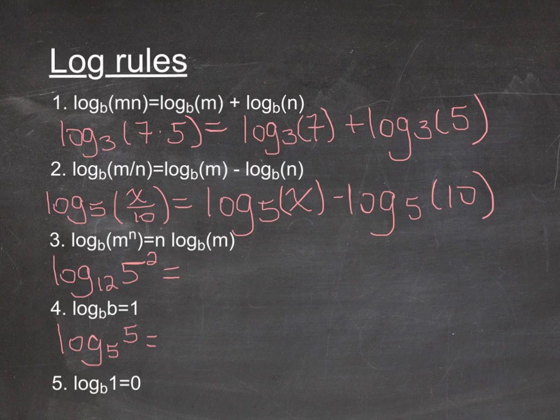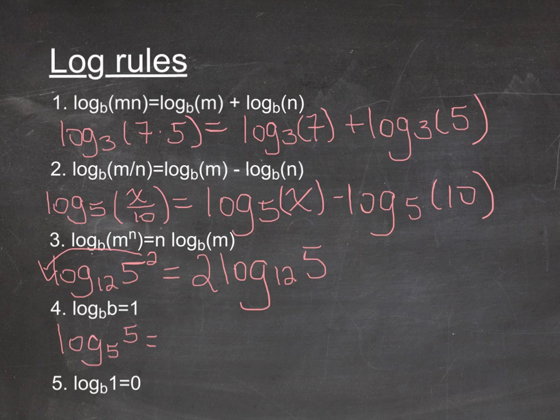And then another rule, the exponent rule. If I have log base b of m to some exponent, I can actually bring that exponent down in front and multiply by it. So for the example here, log base 12 of 5 squared, I can bring that 2 down in front of the log. So I'll have 2 log base 12 of 5.